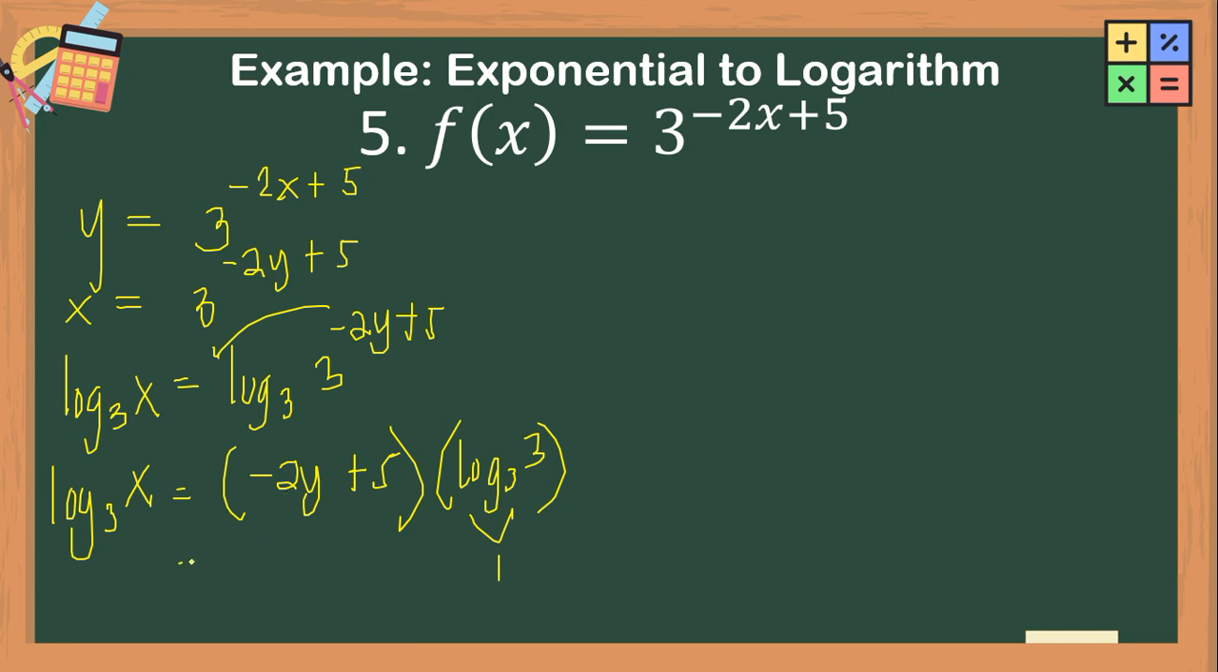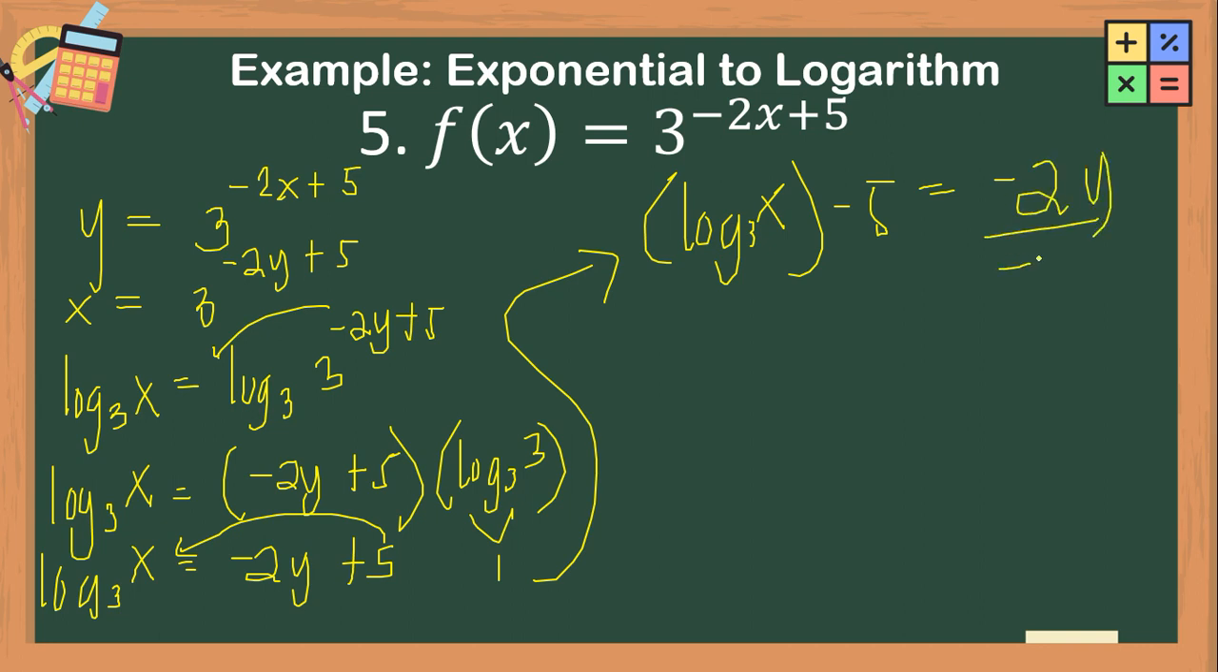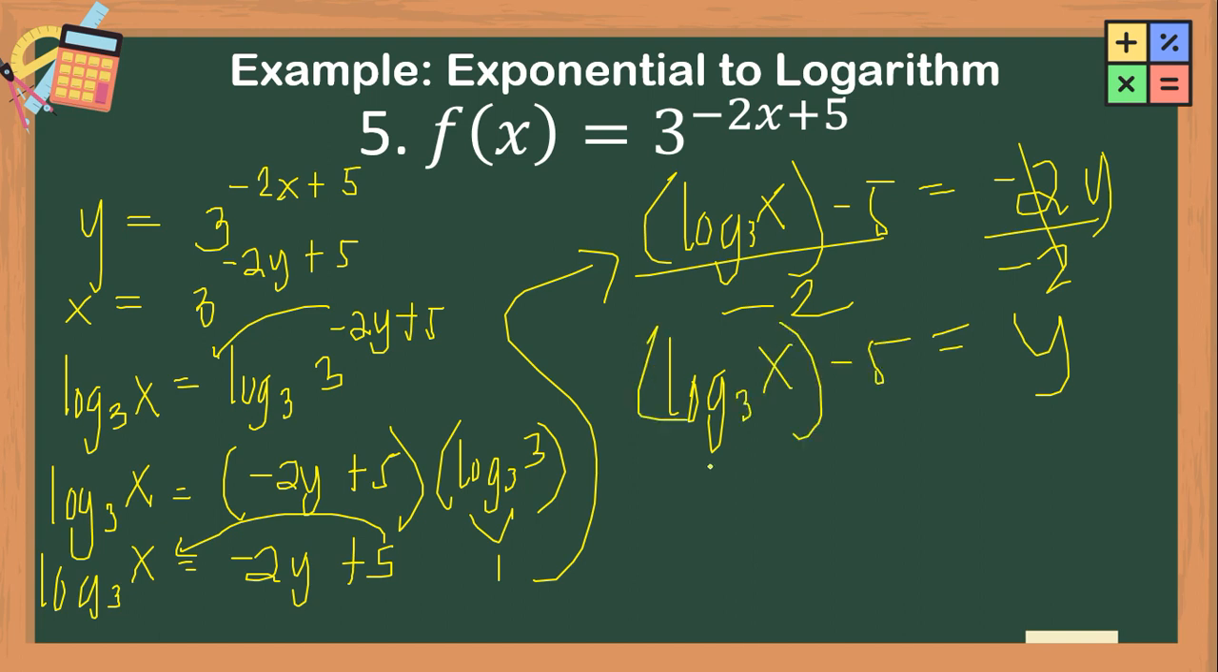So, yung answer natin is negative 2y plus 5, and this is log x with the base of 3. Then, yung 5 pupunta sa kabila. So, that will be log x with the base of 3, then minus 5 is equal to negative 2y. Divide natin sa negative 2 to eliminate the negative 2 para makuha natin yung y. So, magiging log x base 3 minus 5 all over negative 2.